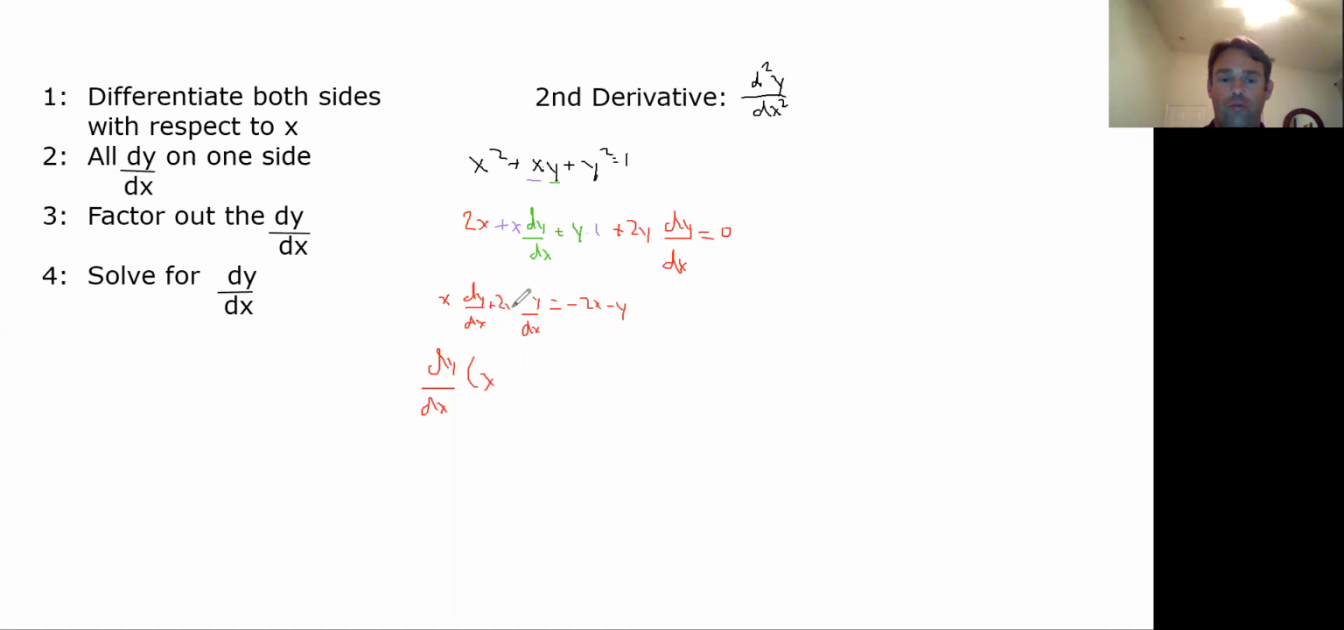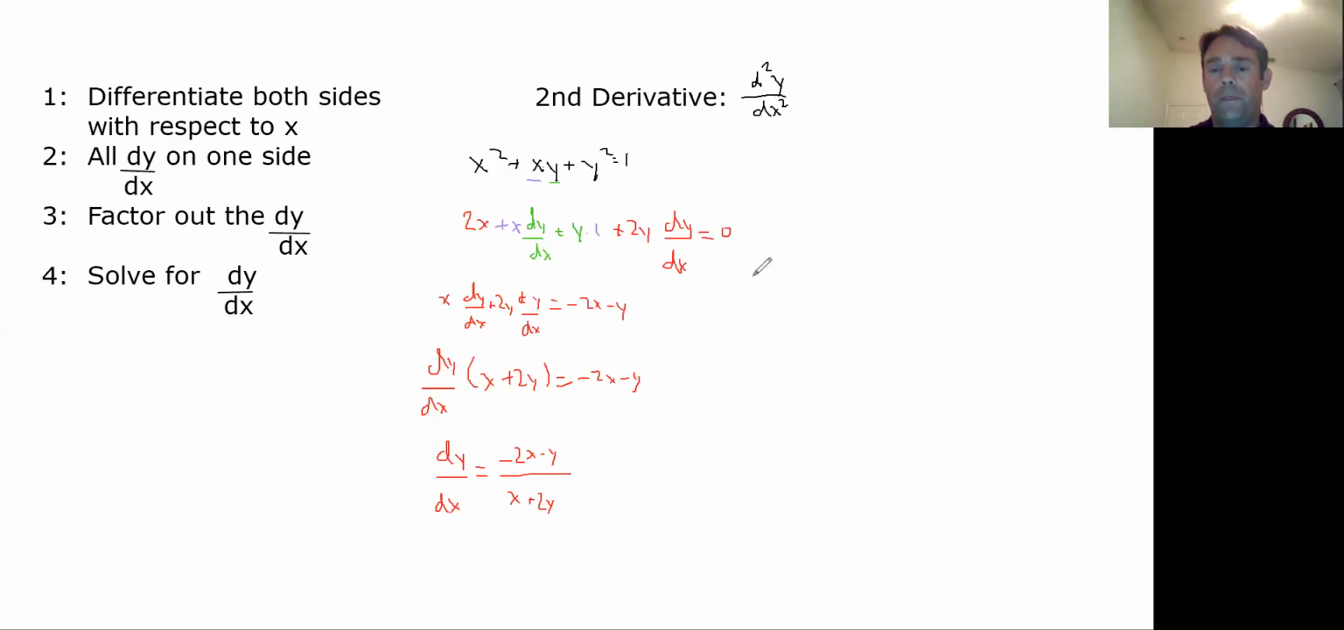All right. x plus 2y, thank you, equals negative 2x minus y. And then we divide out the x plus 2y. So dy/dx, this is our first derivative. Now notice our second derivative is going to be a quotient rule. And you guys all see that. So let's see if we can do the quotient rule.